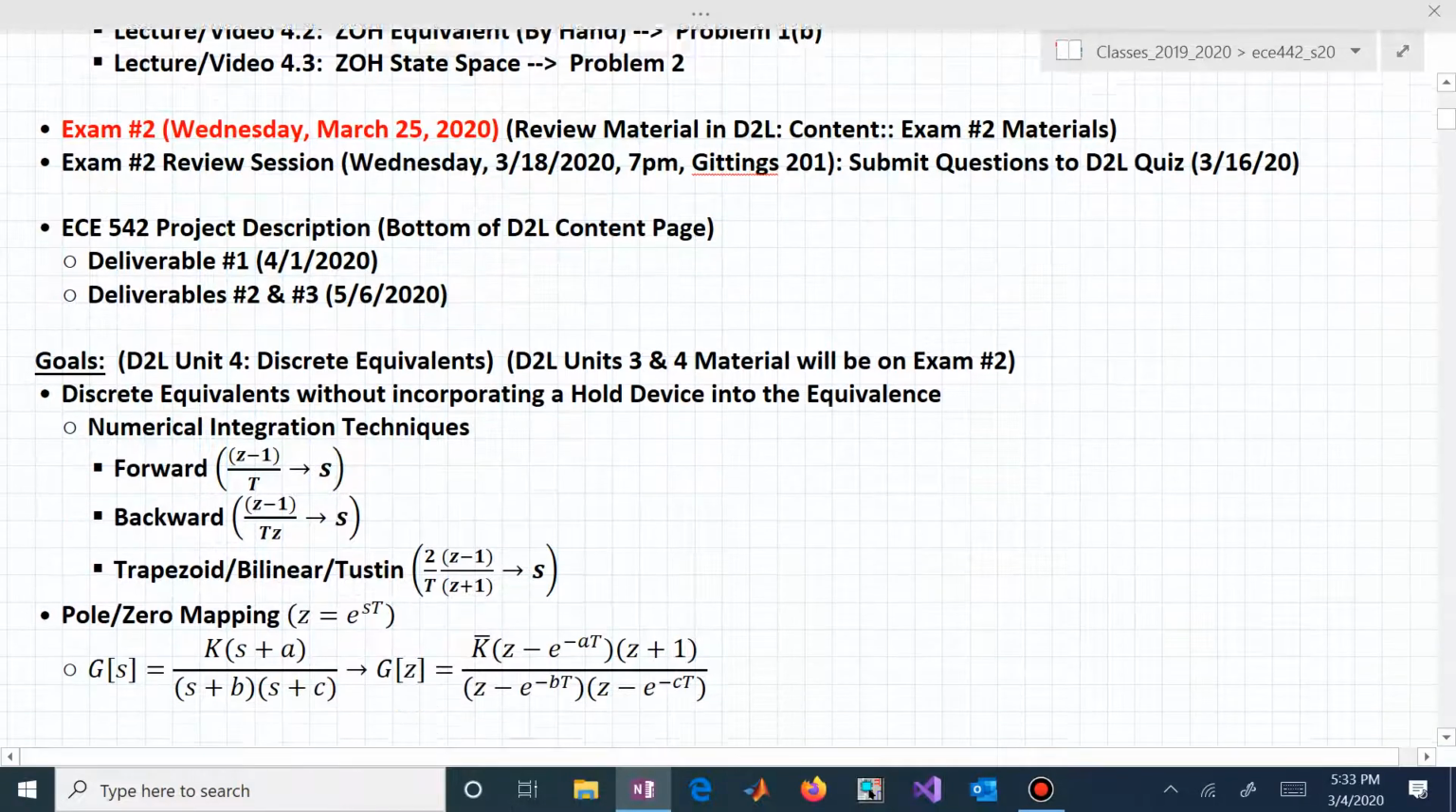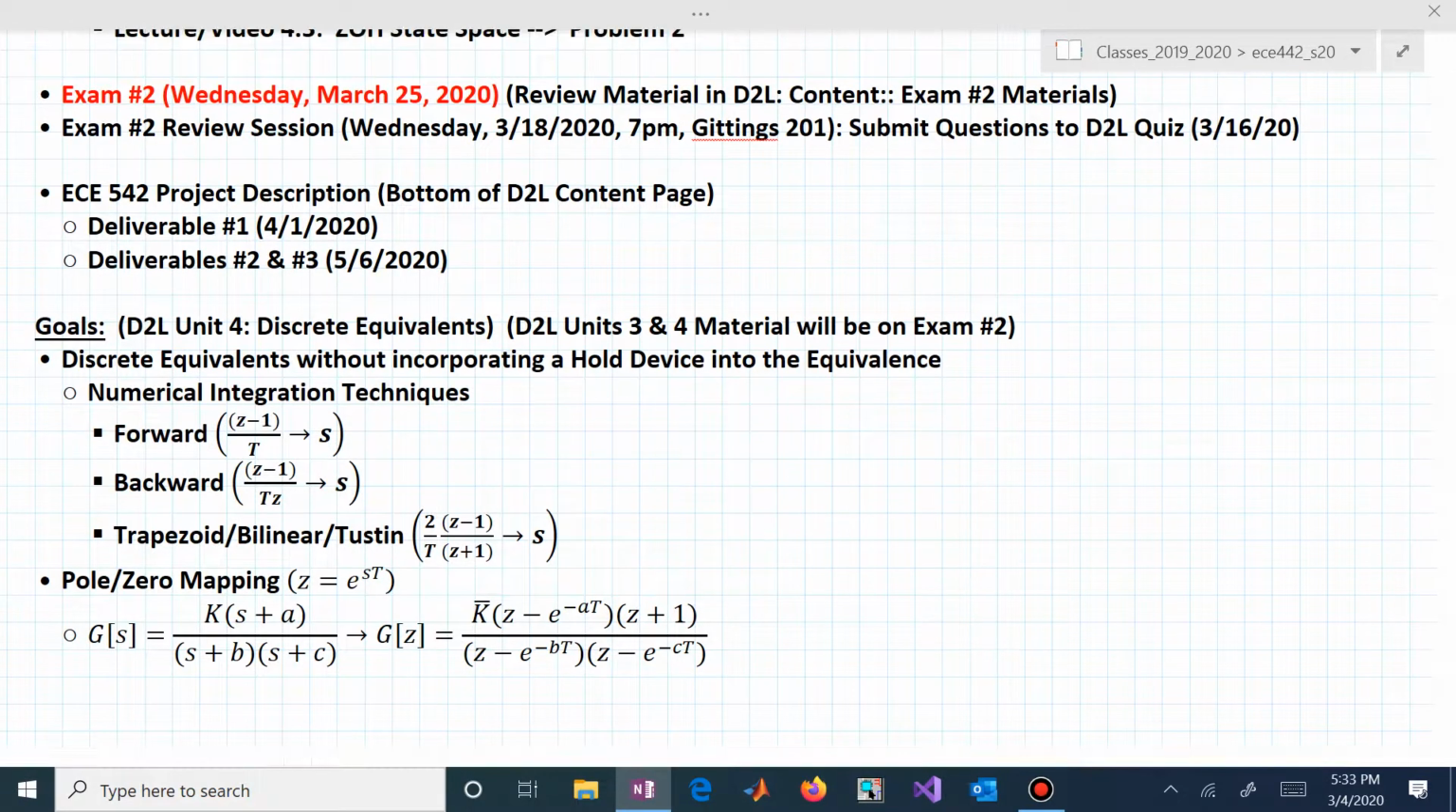If you've just been really anxious to figure out what the project consists of for this class, it's now available. It's at the bottom of the D2L content page. You can look at that. And there's really 3 deliverables, but 2 dates for those 3 deliverables. The first date is April 1st. That's deliverable number 1, and that really just means describe what you plan to do for your project.